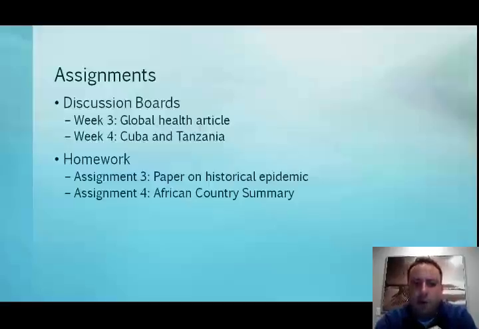And then your homework. These are both fairly big assignments. The paper is on a historical epidemic that happened before 1700, and in assignment 4, you're going to pick a country in Africa that's not South Africa and use the CIA World Factbook to give a summary according to the 3 parts on the assignment.